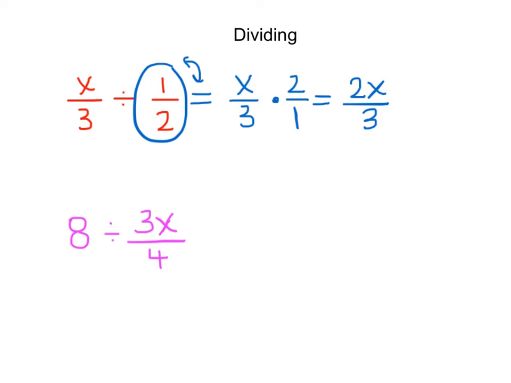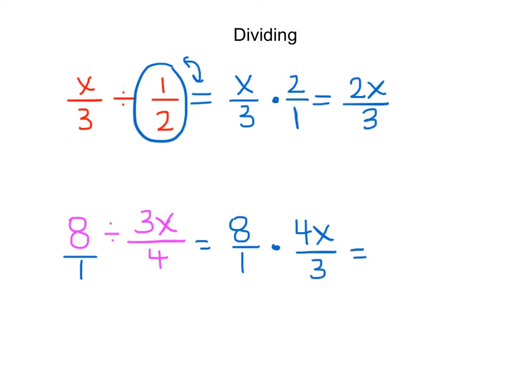Okay? It's the same thing when we're dividing, even if there's a whole number in front. I'm going to start out the problem by putting 8 over 1. So I see that it's just a fraction divided by a fraction. And then I'm going to keep the first fraction, change to multiply, and flip the second. So 3x over 4 turns into 4x over 3.